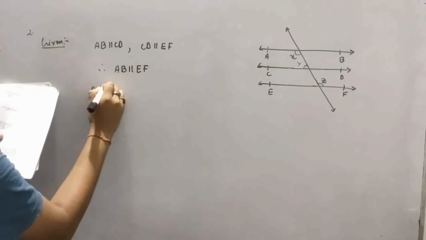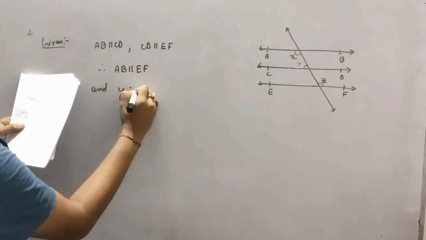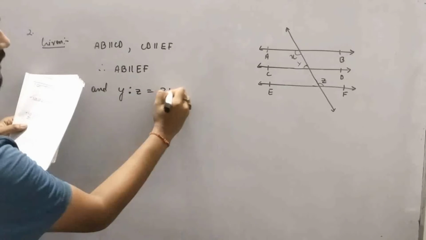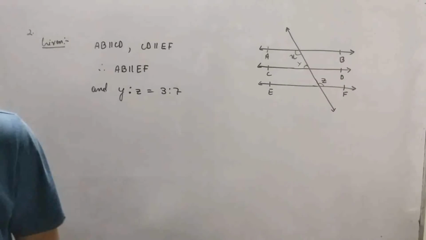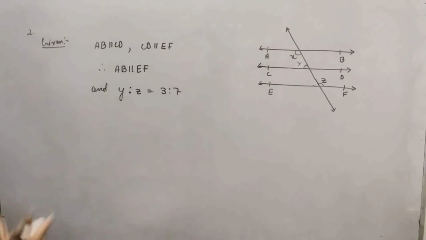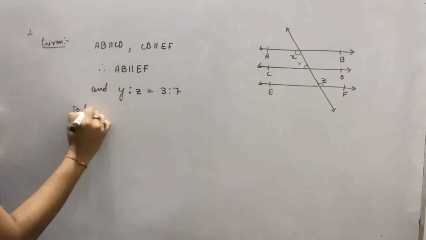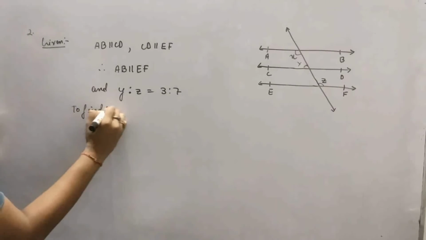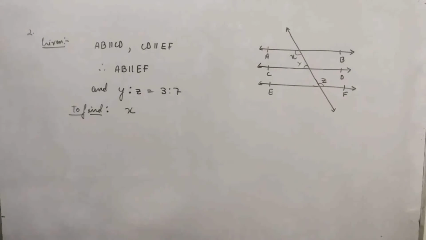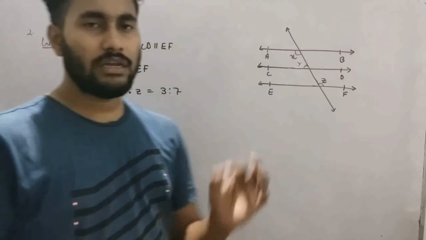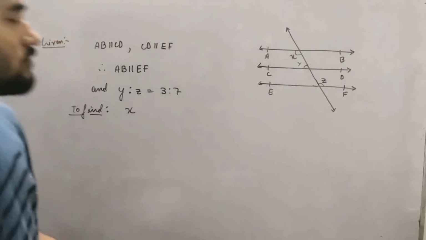Y is to Z is equal to 3 is to 7. This is given. So now what we have to show? Find X. To find, what we need to find? To find X. Y, Z are not needed, we need X, okay. So focus should be on X.